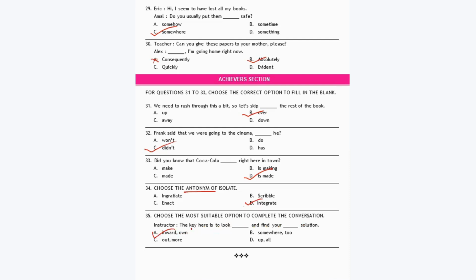Okay, it's like you have to find your own solution for the given problem. Okay, so it's option A. The key here is to look inward and find your own solution. Okay, so this completes your English Olympiad paper.